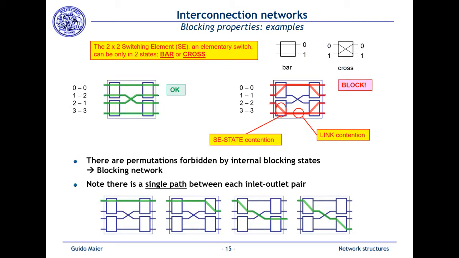If you change the state of these two switching elements to the cross state, now you have 0, 0. No, sorry, and you also have to change this one. Okay. So you will have 0, 0, then 1 goes here and goes here, that is 1, 2. 2 goes here, then goes up, and then here 2, 1. And 3 goes up, down, 3, 3.